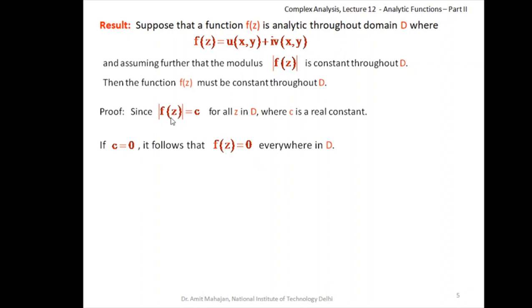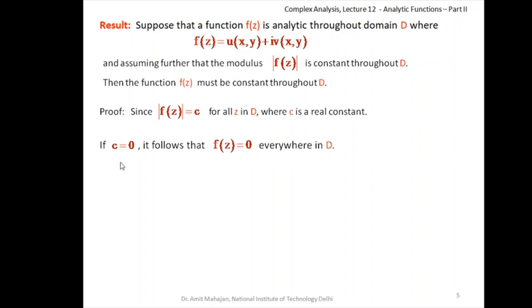Because the modulus of the function is the square root of u square plus v square, and if that is 0 then u square plus v square must be 0, which implies both u and v must be 0. And if u and v are 0 then f(z) must be 0. So if c is 0, f(z) is 0, and f(z) equal to 0 means the function is a constant function everywhere. The second possibility is that c is non-zero.